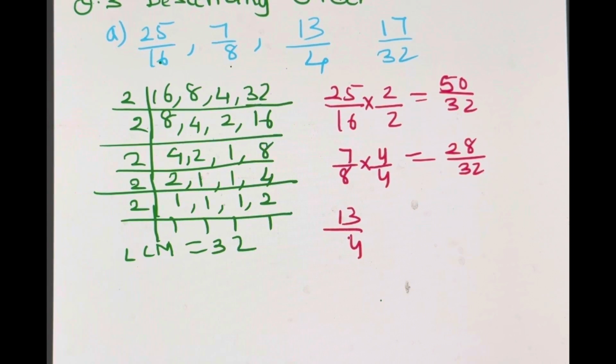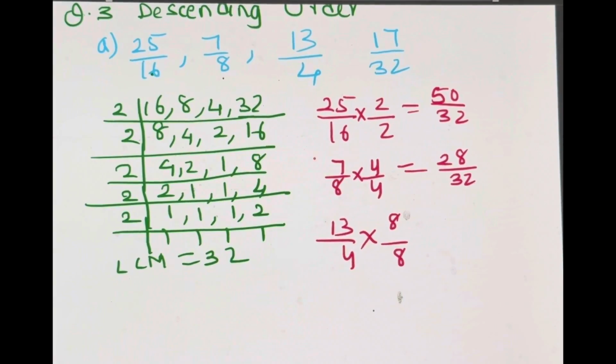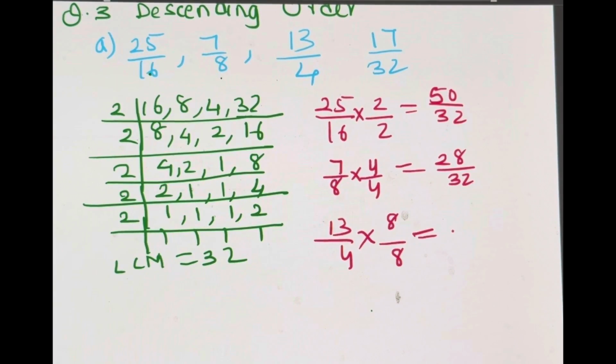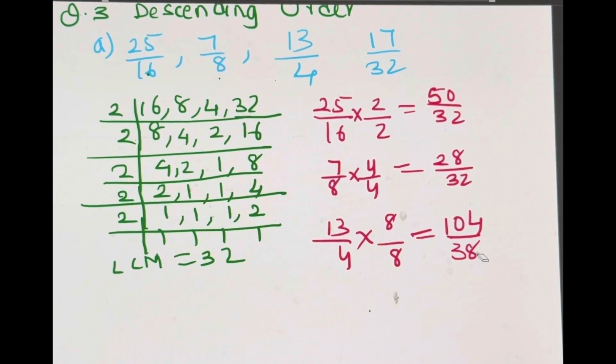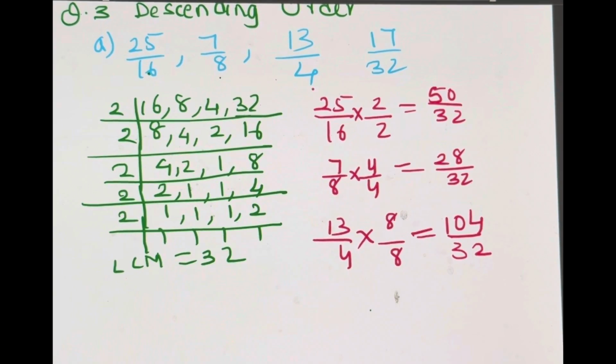Then is 13 upon 4. One by one we'll take each fraction and convert them into 32. So 4 8s are 32, so we multiply both by 8. 13 8s are 104. This is 32, not 38, right? And the last fraction is already over 32, the LCM.